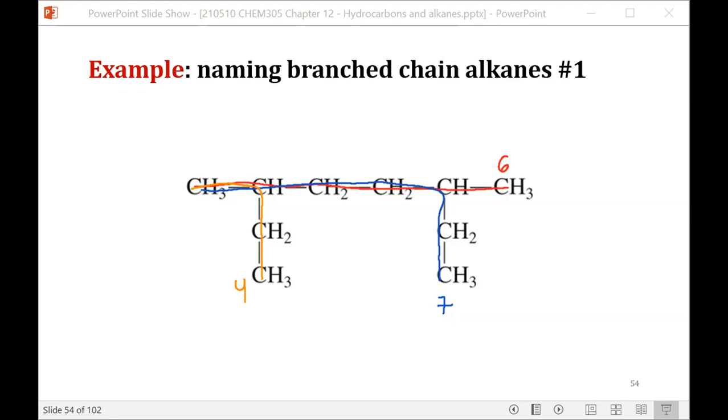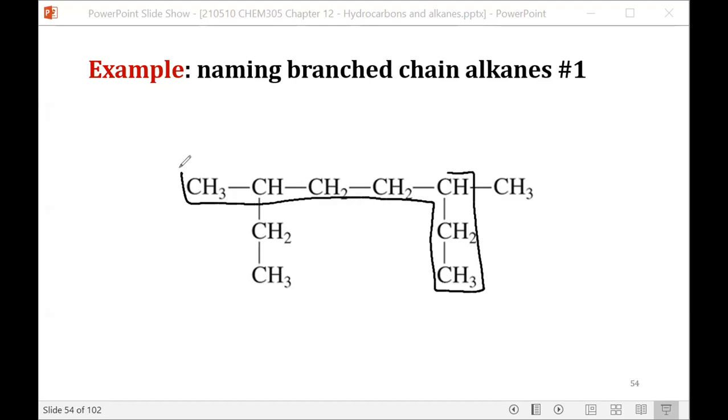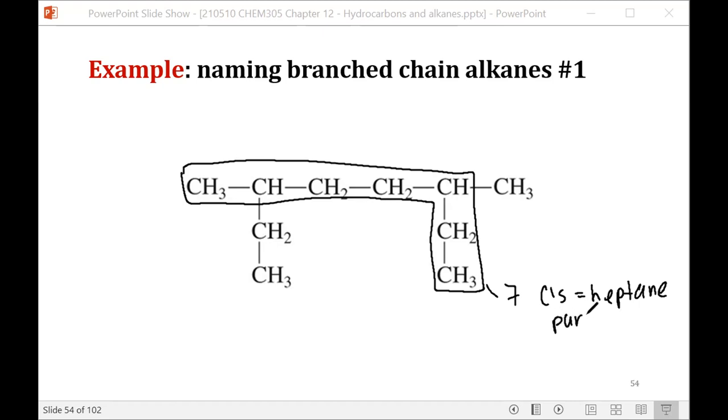So I'm going to erase the other ones. I'm just going to draw a box around my longest one so I can remember where it's at. It's this one here. 7 carbons. So it's going to be heptane as the parent chain. 1, 2, 3, 4, 5, 6, 7.